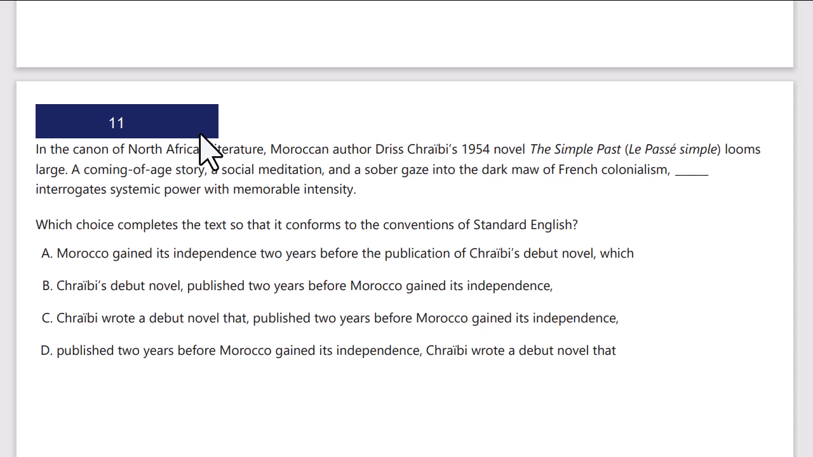I'll note that all my answers are much longer. They begin with nouns: Morocco, Chiribi's debut novel, Chiribi, and one of them has the possessive. And I notice it has this dependent clause, comma, underlined structure. So I've got my underline, I see the comma, and I see that the sentence starts with this dependent clause from here to the comma. This is going to be a modifier question.